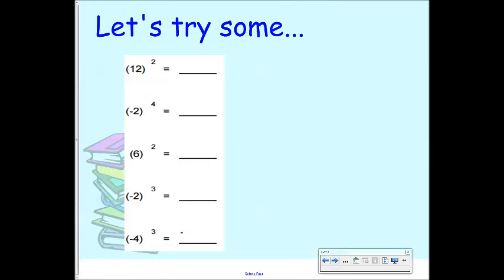All right, let's try a couple. What's this one? 144. Why? 12 times 12 is 144. Is there another way of saying to the second power? What's another word for it? Squared. Very good. Squared is to the second power. Good. All right, what about this one?